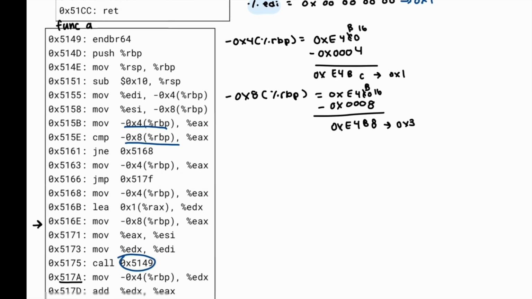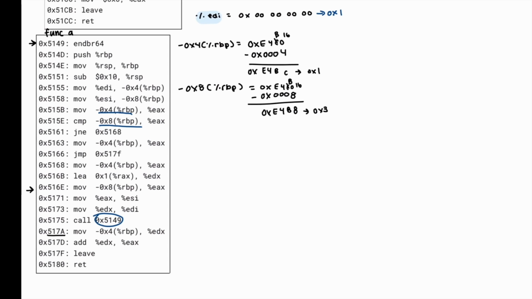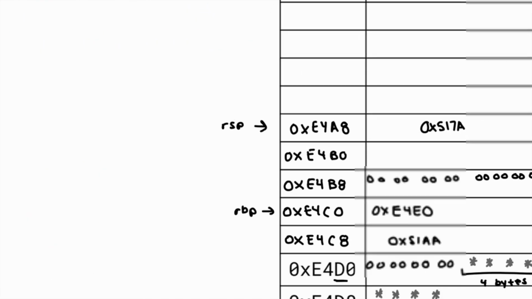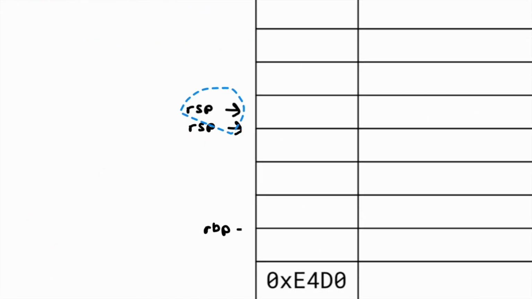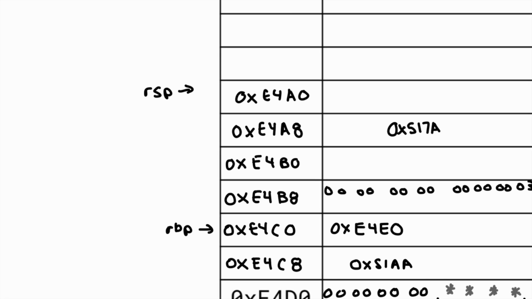And now we're going to jump to this address, 5149. And then we get to go through our function again. So again, we're going to push RBP. This involves moving RSP up. We're putting the address in RBP inside that dereferenced memory address.